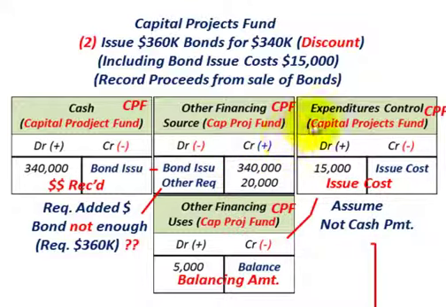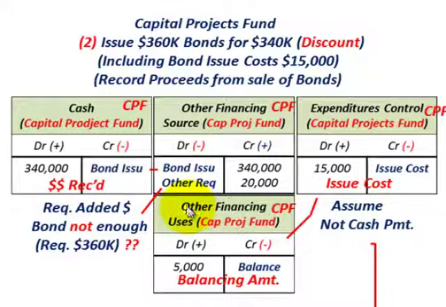Now, the other thing we have in our expenditures control account, again in our capital projects fund, is that we're going to record those issue costs here. Debit it for $15,000, what it costs to issue those bonds. So now we're going to have to make up the difference. And again, for these expenditures control or expenses, issue cost $15,000. It's not coming out of cash in this case. Let's assume it's not coming out of cash.